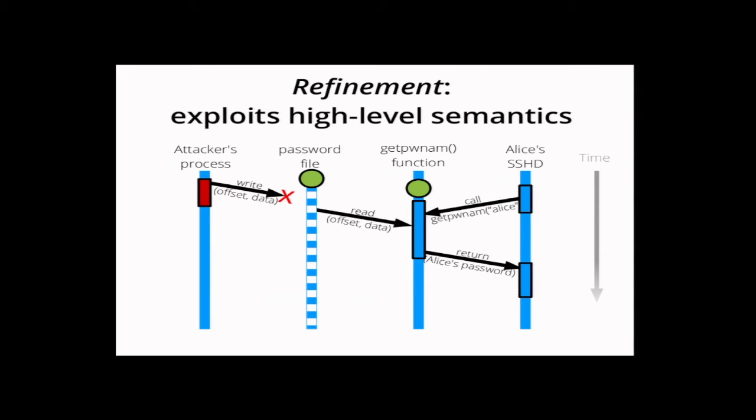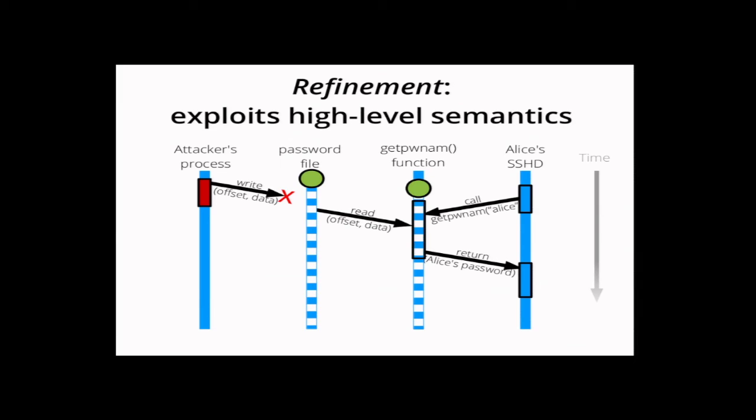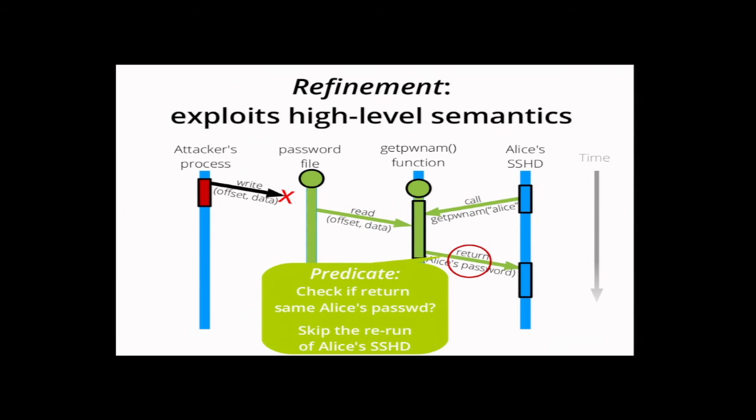With refinement, we can embed high-level semantics in our action history graph. Here, we just represent the getpwnam function of Alice's secure shell server. The getpwnam function is a function that gets a username and returns the corresponding password entry. So by representing the getpwnam function in our action history graph, instead of rolling back the entire Alice's secure shell server, we can now just roll back a single function and start re-executing this corresponding function. And then in order to avoid duplicate computation during re-execution, we apply our previous idea, the predicate, to check if this getpwnam function returns the same Alice's password entry.